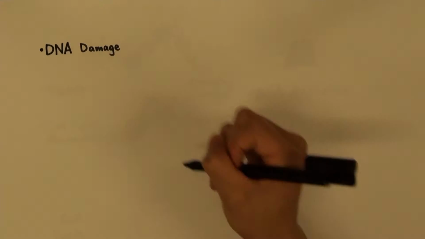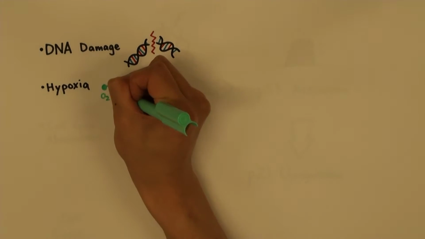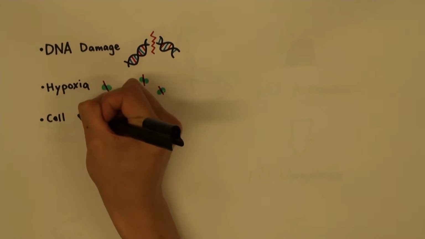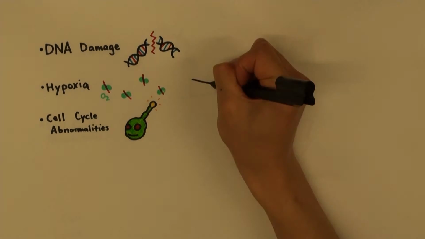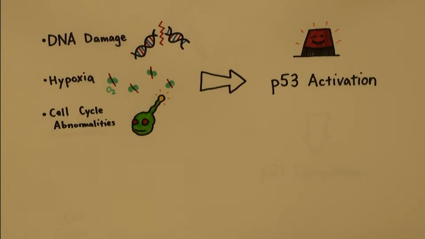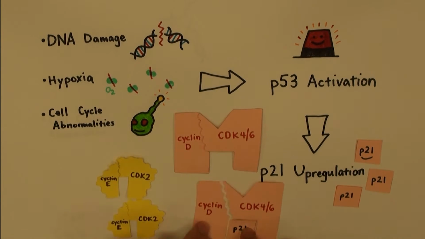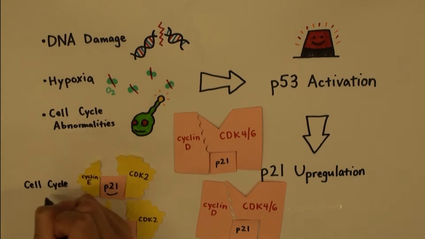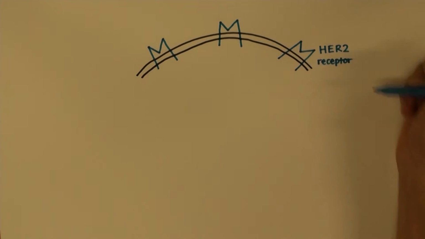When a cell experiences DNA damage, hypoxic environments, or any other cellular abnormalities, it must have a way to avoid progressing through the metabolically costly process of cell division, and to give it an opportunity to either repair itself or undergo apoptosis. The regulatory molecule responsible for carrying this out is P53, which acts by increasing the amount of P21, leading to the binding of both Cyclin D CDK4/6 and Cyclin E CDK2, ultimately resulting in prevention of the cell cycle and entry into G0.